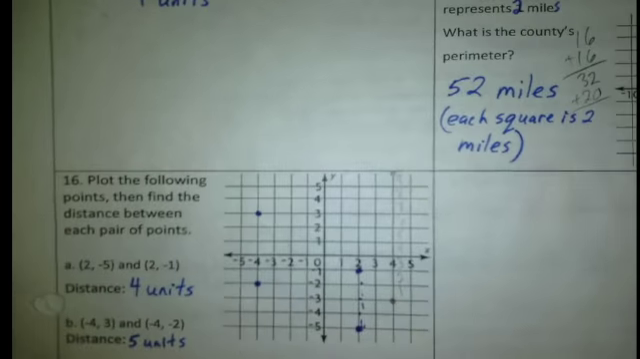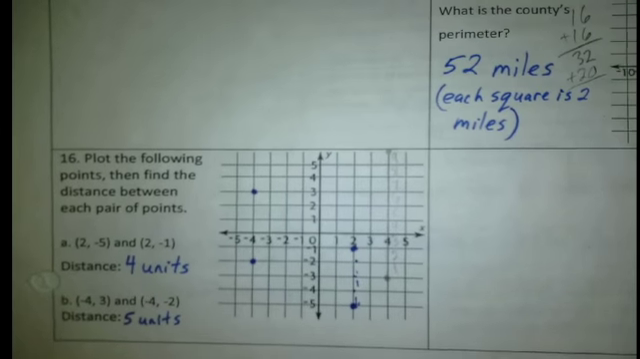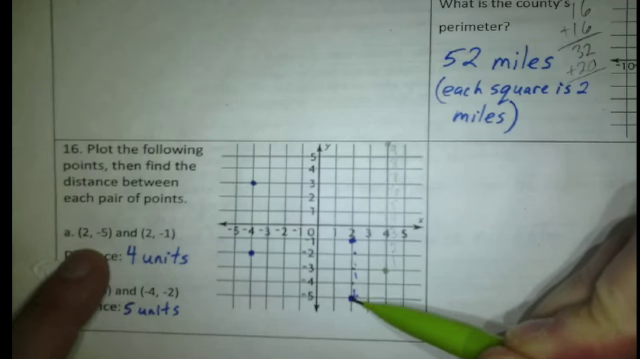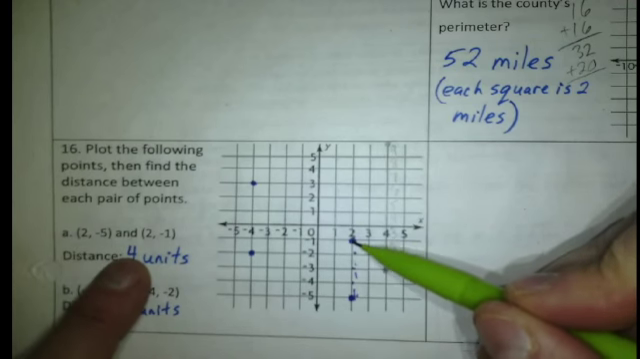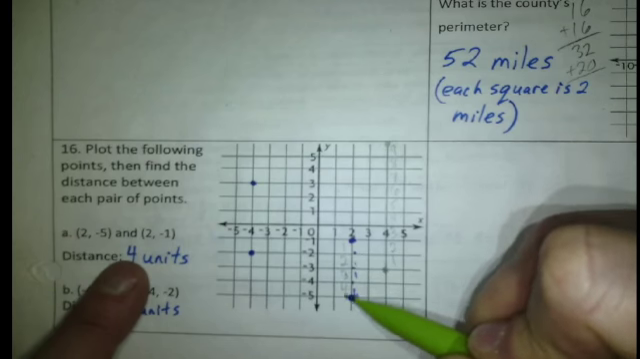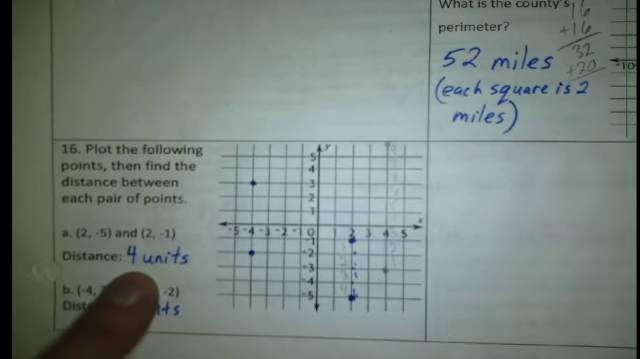Plot these points and then find the distance between them. You can count them as well. You can see I've plotted 2, and then -5 was this point, and then 2, -1 is here. And if I count the distance, 1, 2, 3, 4, the distance between those two is 4 units.